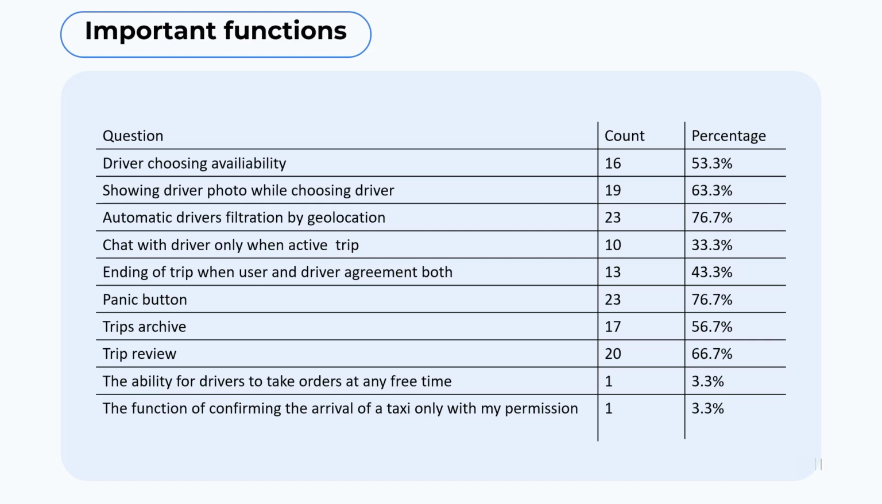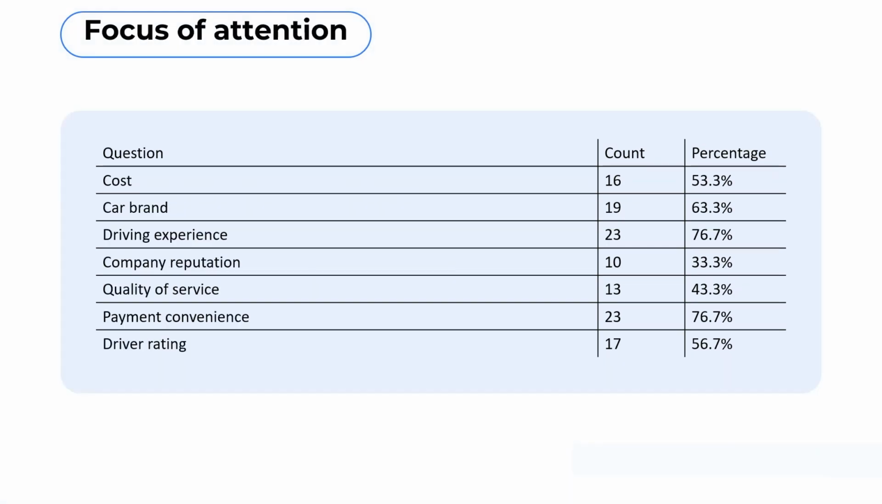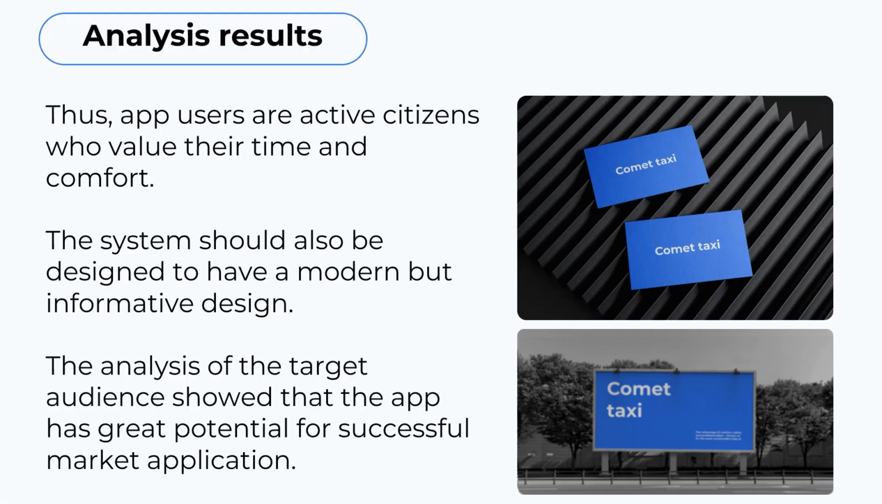The next charts were transformed to a table view. As you can see, the most important functions for users are automatic driver filtration by geolocation and the panic button. And the last table is focus of attention. As you can see, the most important for users are driving experience and payment convenience. And now we have analysis results.